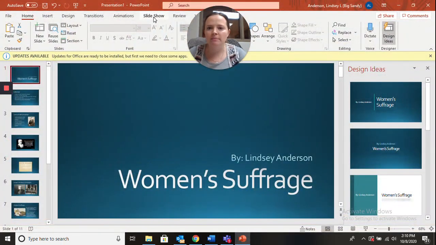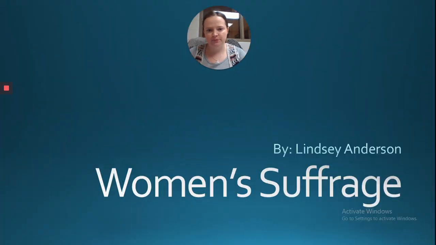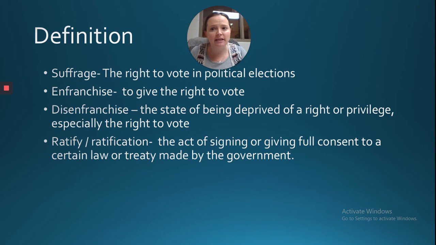So, women's suffrage. There's a couple of definitions we need to go over because these are words you're going to see a lot, and I want to make sure that you know what they mean. Suffrage just means the right to vote in political elections. Sometimes it's used interchangeably with enfranchisement or enfranchise, which means to give the right to vote, and disenfranchise means the state of being deprived of the right to vote.